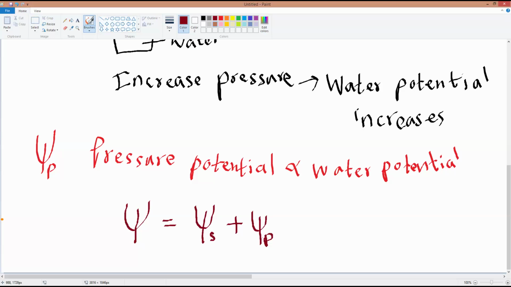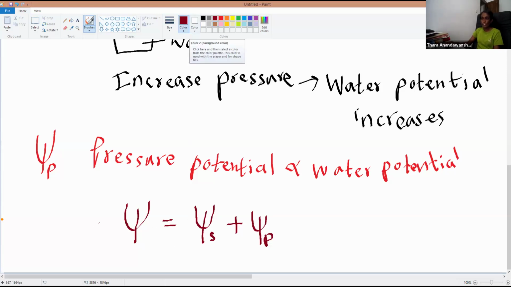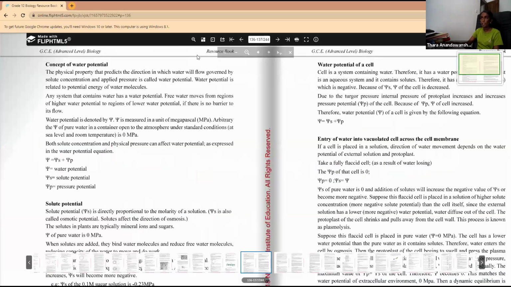Pressure potential. Right. Now can you understand in the definition that they said that water potential is affected by solute potential and pressure potential, isn't it? Let's go and read it one more time. The physical property that predicts the direction in which water will flow governed by solute concentration and applied pressure. So this is talking about psi s and psi p here. Understood now?